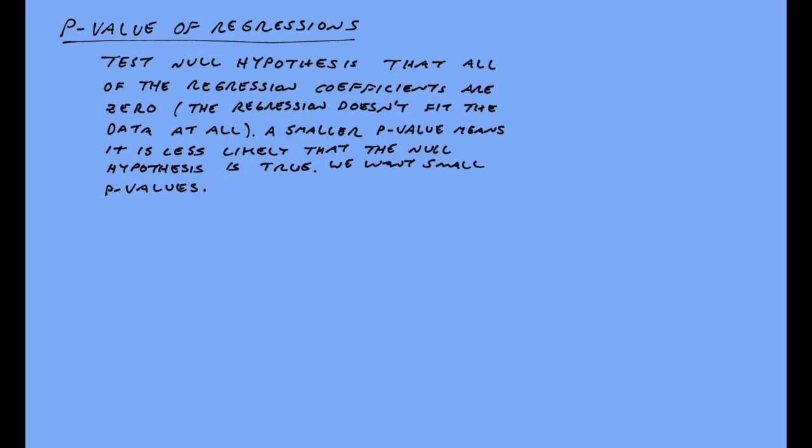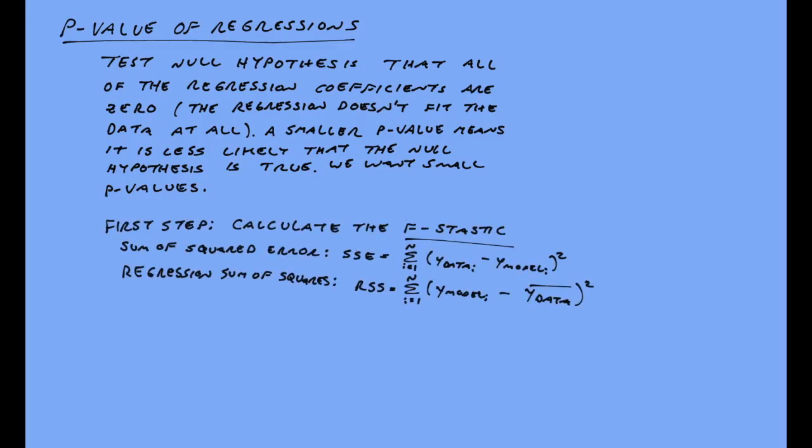Figuring out the p-value of the regression involves the F statistic and the entire F probability distribution. The first major step is calculating the F statistic. To do that, we need the sum of the squared error, and the difference that's being squared is between each data point and each model point, each regression model point. And then the regression sum of squares, RSS. To do that, the difference is between each regression model point and the mean value of the data, and then that's squared and then summed up.